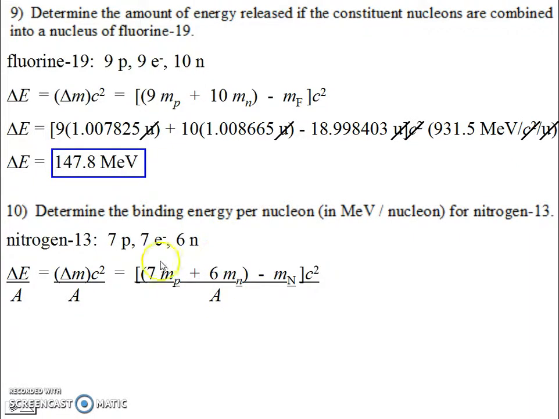Alright, so we're just tallying up the things inside. That's 7 times the mass of the proton, 6 times the mass of the neutron. It's going to be minus the mass of the nucleus. Right, this is all the particles added up together outside the nucleus. Here they are together as nucleus. We're going to get a difference in those masses.